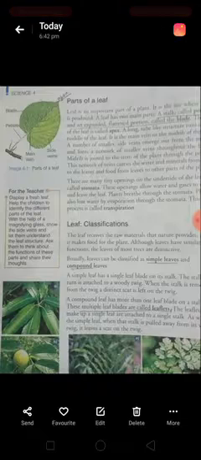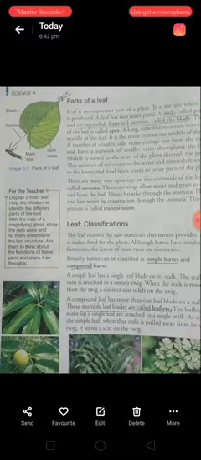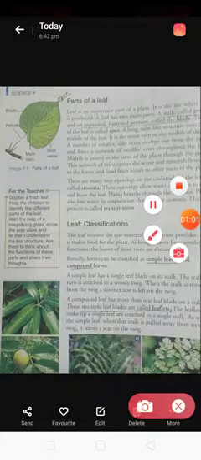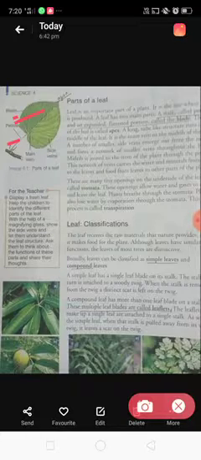Here we are going to learn about the parts of leaf. See the diagram of the leaf. See the names. What's given here? Petiole, blade, then main vein, side vein and apex. Apex is not given here, still I have written here apex. So what is petiole? See the structure of petiole.